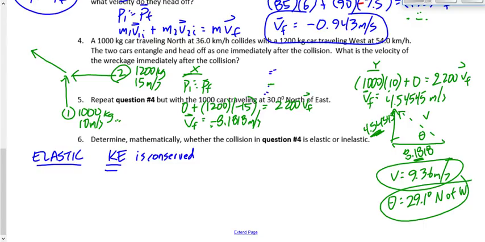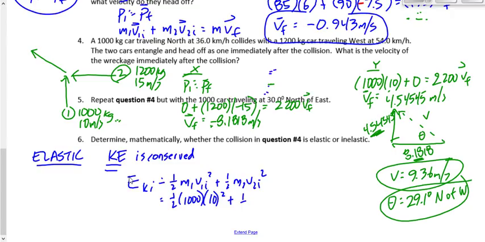We know that this is going to be inelastic because they stick together, right? It's got to be inelastic. But let's just double check it mathematically here. Let's say EKI equals 1/2 m1 v1 squared plus 1/2 m2 v2 squared. Mass 1 is 1,000 kilograms, and v1 is 10, and we square that. Mass 2 is 1,200 kilograms, and v2 is 15. Wait a second. Shouldn't I do X and Y components here? No, because we're talking about kinetic energy. I needed to do it for momentum, not for kinetic energy.